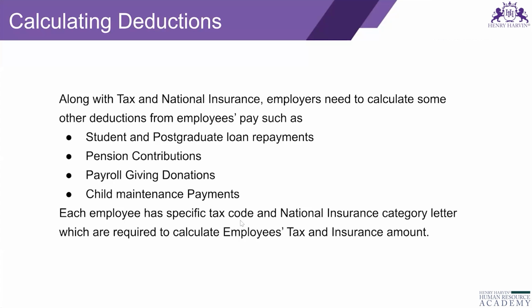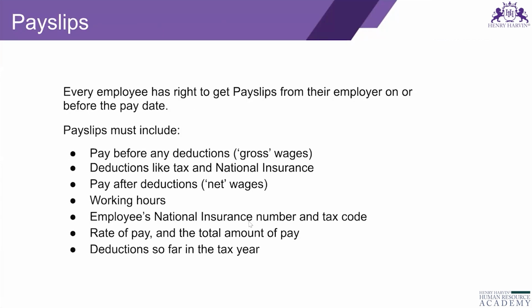So each employee has a specific tax code, as I said, and a national insurance category letter. We'll also see this in the calculation which we do, which is required to calculate employees' tax and insurance amounts. Okay, so complete this payslip part. Every employee has the right to get a payslip from their employer on or before the pay date. That I explained to you. On or before the pay date, the employee should get the payslip. This is the rule in the UK.